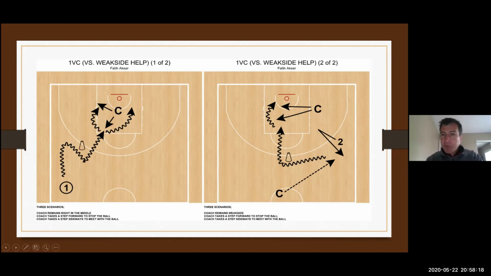And the same thing is happening here. The player meets with the ball scenario, where again coach remains on the weak side so that the ball goes to the hoop easily, so that you can focus on finishing with a regular layup or opposite hand layup or floater, whatever it is. And the second scenario takes a step forward to stop the ball, and the last scenario takes a step sideways to meet with the ball.